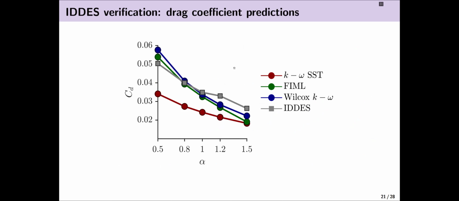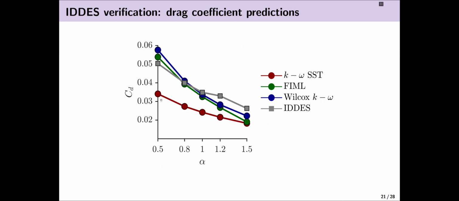I will also show the drag coefficient on the hill wall using the IDDS for the various geometries alpha. And then we have the different RANS models. So we have the baseline SST, the Wilcox k-omega, and the field inversion machine learning augmented SST.